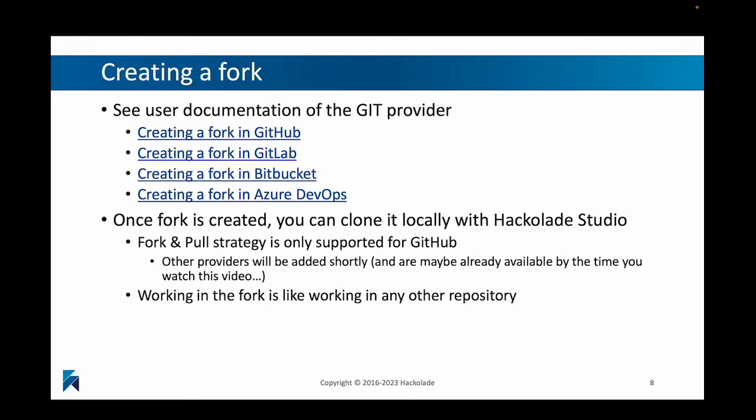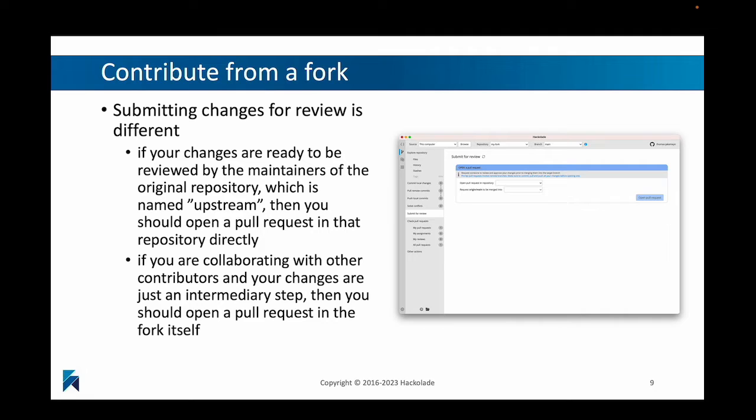You can do that inside Accolade Studio. But you should note that the fork and pull strategy that we've just discussed is currently only supported for GitHub. We'll add more providers shortly, but today it's really something that is GitHub specific. Once you have the fork on your local machine, you've cloned it onto your local machine, it's like working with any other repository. The difference really comes into play when you start contributing from a fork.